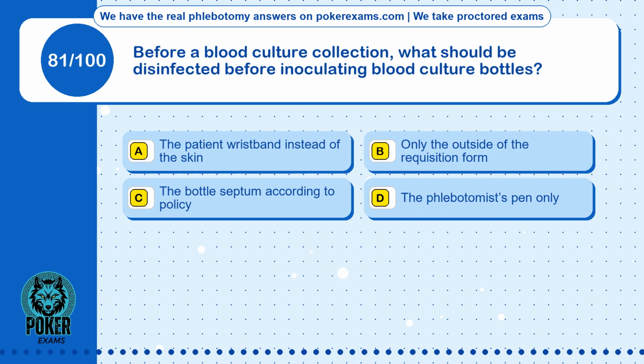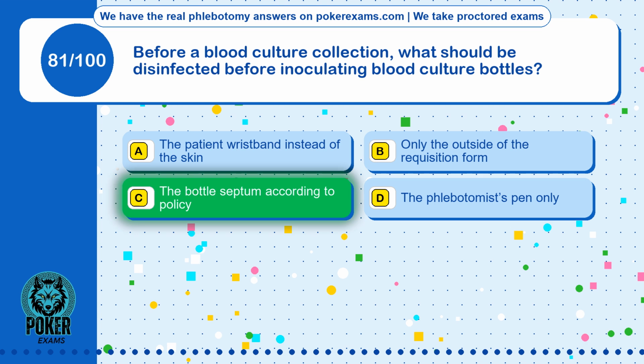Question 81. Before a blood culture collection, what should be disinfected before inoculating blood culture bottles? Option A. The patient wristband instead of the skin. Option B. Only the outside of the requisition form. Option C. The bottle septum according to policy. Option D. The phlebotomist's pen only.